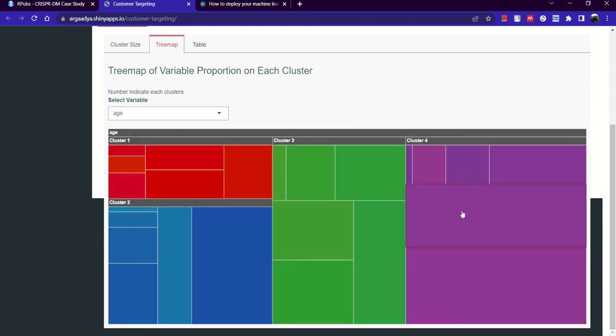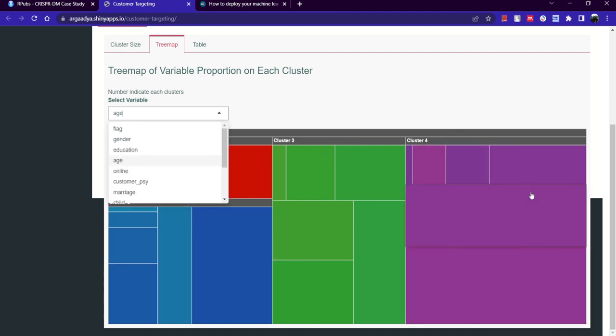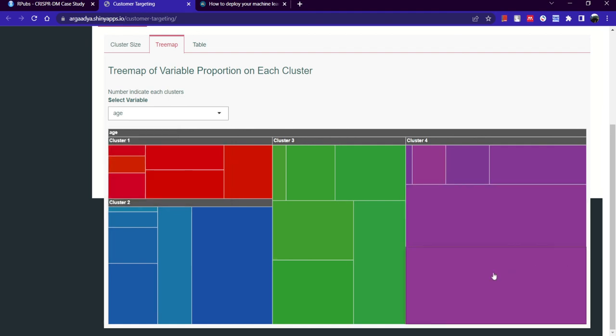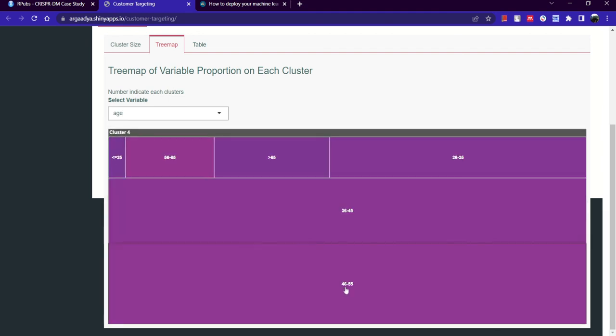Clustering actually tries to group all the customers into different clusters, and then we can inspect what unique factors we have in there. So for example, let's check the age. The majority in cluster 4 is customers whose age is between 36 up to 55. So probably you target those more than, for example, people whose age is less than or equal to 25.